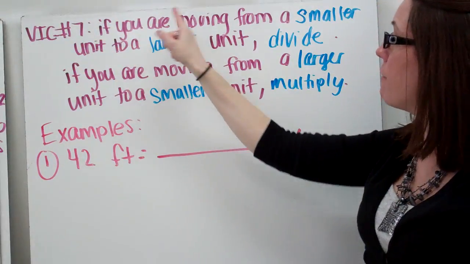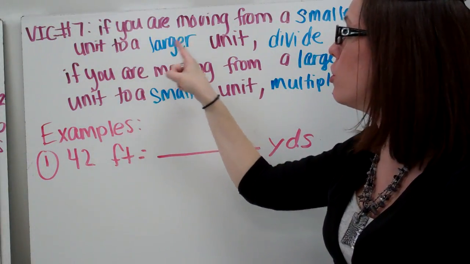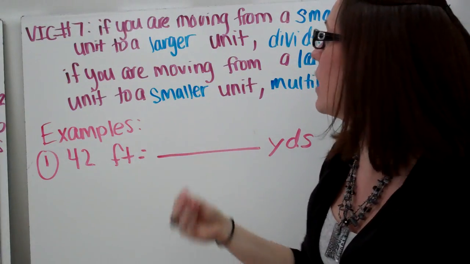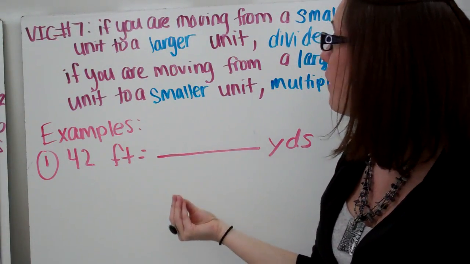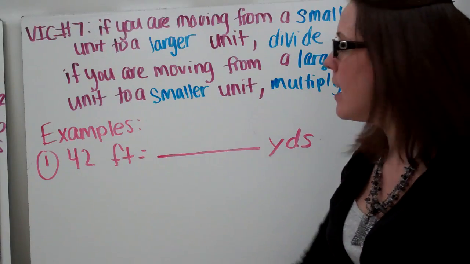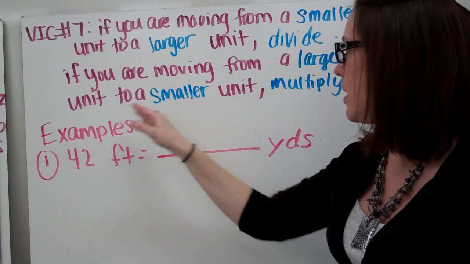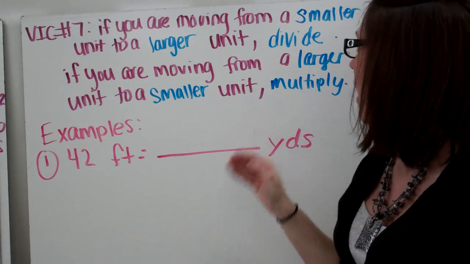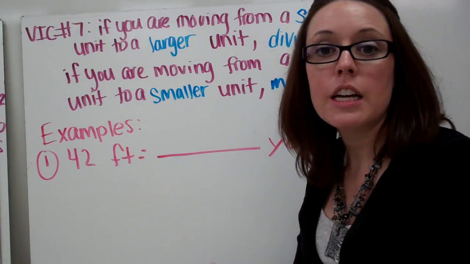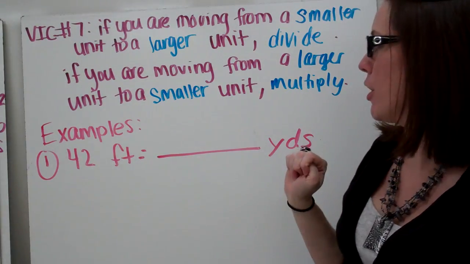Big number 7. If you are moving from a smaller unit to a larger unit, for example, inches to feet, you are going to divide. If you're moving from a larger unit to a smaller unit, you multiply. For example, from feet to inches, you will multiply.